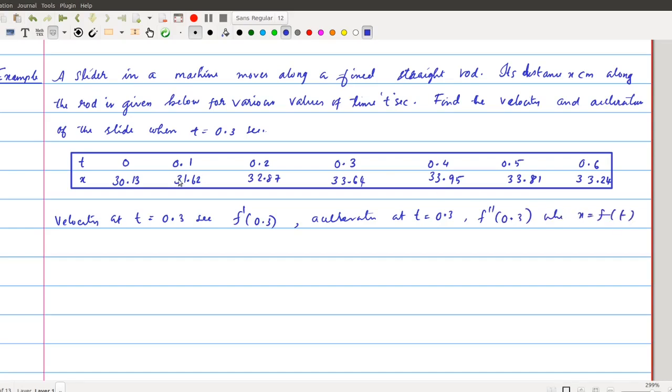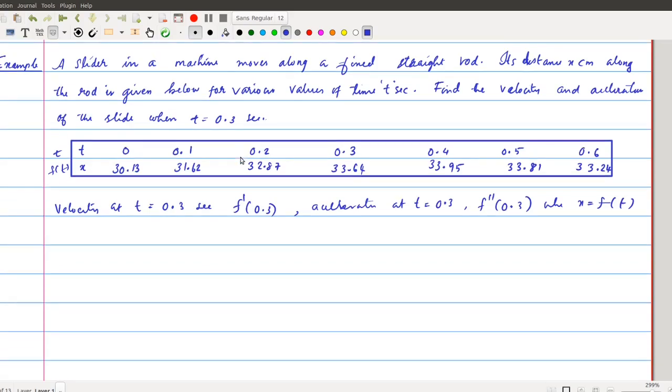If you set this, these are the functional values. This is our f of t and this is our t. Using only these values, we can find the approximate value for f dash of 0.3, or the velocity at t is equal to 0.3. So this is one of the applications of numerical differentiation.